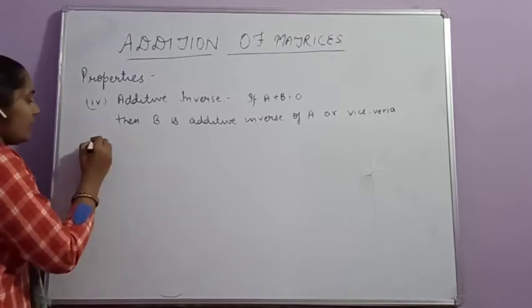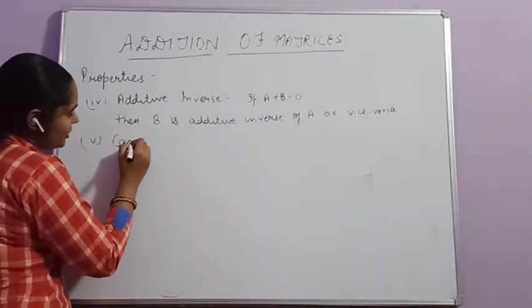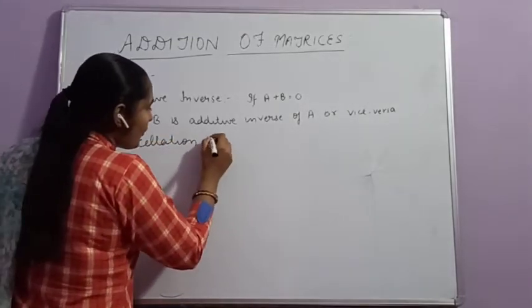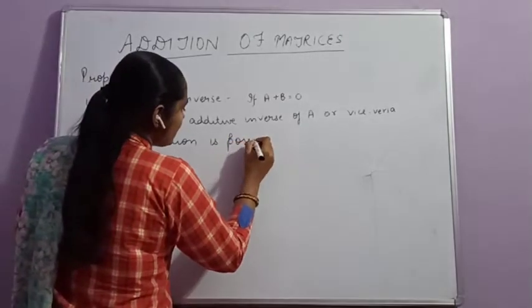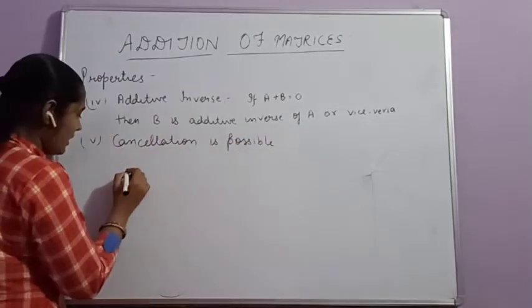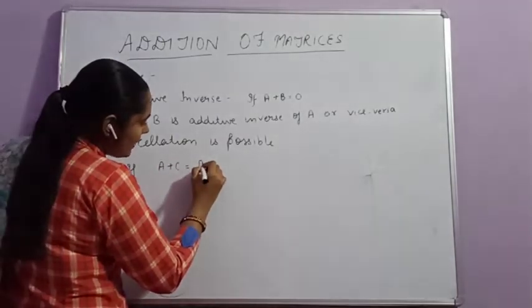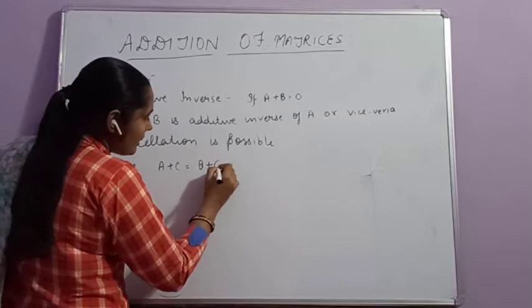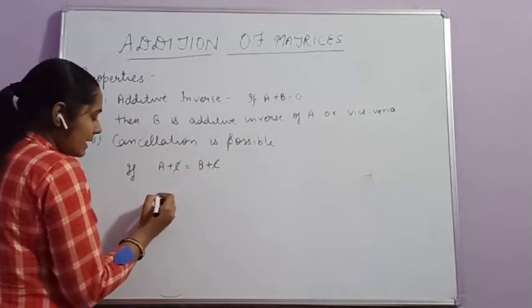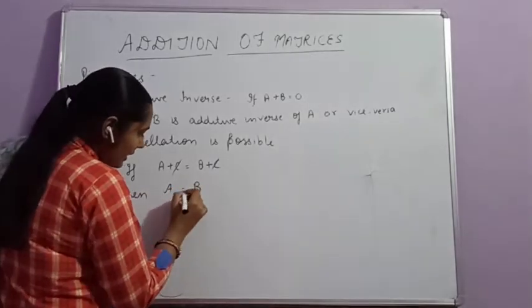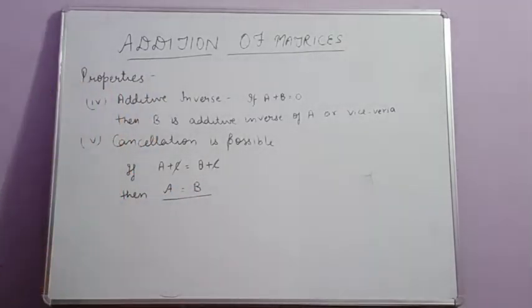Clear? Next is cancellation is possible in addition. That means if A plus C is equal to B plus C, then C will be cancelled out and A is equal to B. Clear? In addition, cancellation is possible. Okay? These are the properties of addition.